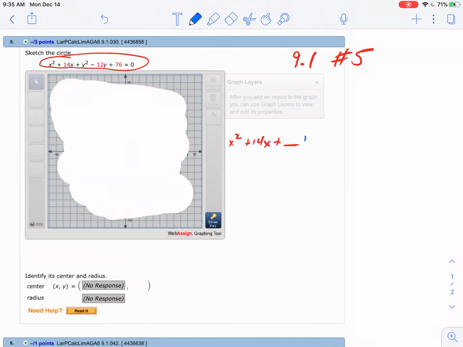And then I'll put the y's together. So there's a y squared. Again, there's a 1 in front of that. And then there's a 12y, and we'll be putting something with that. And then don't forget to move the 76 to the other side. So for me, that negative 76 goes over there.